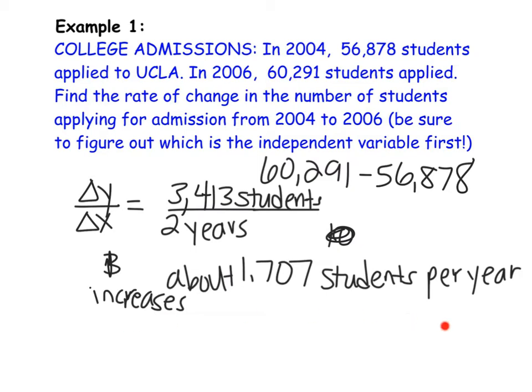So remember, this is average, so that does not mean in 2005 that we had whatever 56,878 plus 1,707 is. That's not necessarily true. It's on average from the 2 years. So about 1,707 students per year, an increase of that. Now let's go on to our next example.